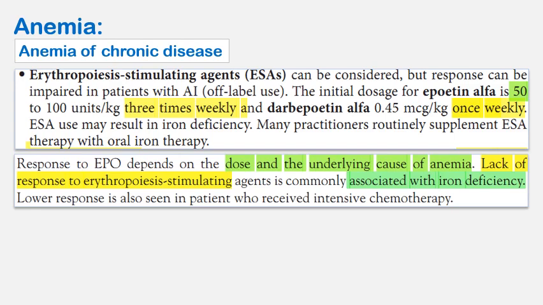Sometimes the response to erythropoietin depends on the dose of erythropoietin and the underlying cause of anemia. Lack of response may commonly be associated with iron deficiency. Lower response is also seen in patients receiving intensive chemotherapy.